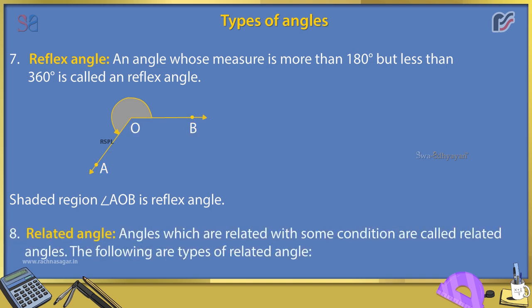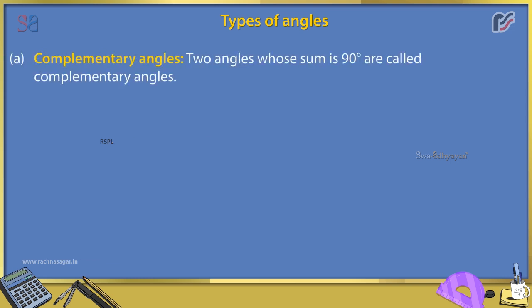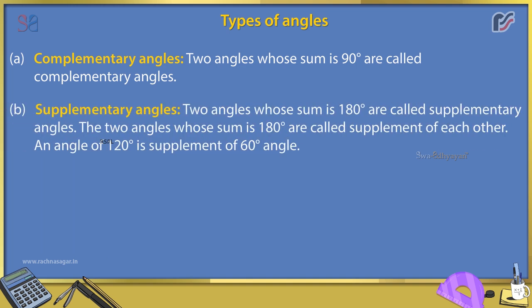8. Related angle. Angles which are related with some condition are called related angles. The following are types of related angle. A. Complementary angles. Two angles whose sum is 90 degree are called complementary angles. B. Supplementary angles. Two angles whose sum is 180 degree are called supplementary angles. The two angles whose sum is 180 degree are called supplement of each other. An angle of 120 degree is supplement of 60 degree angle.